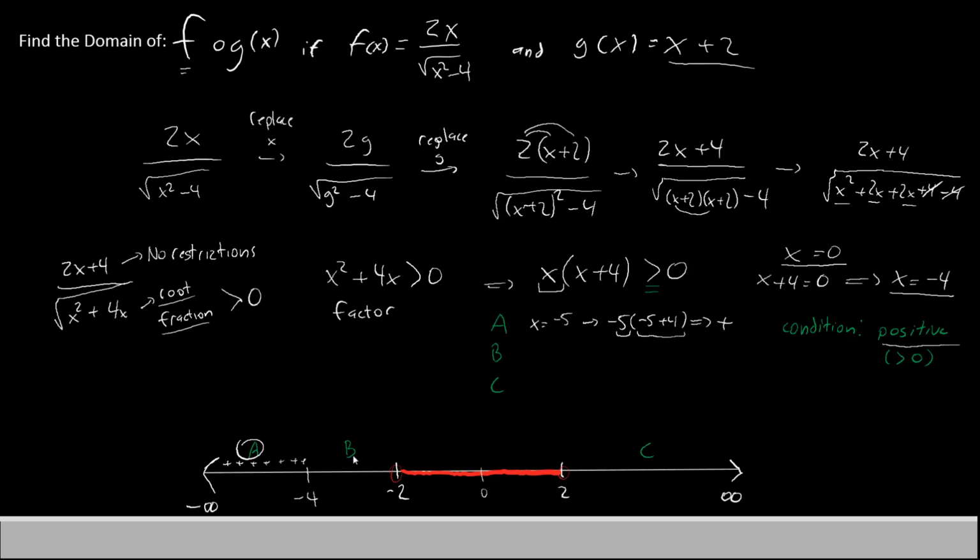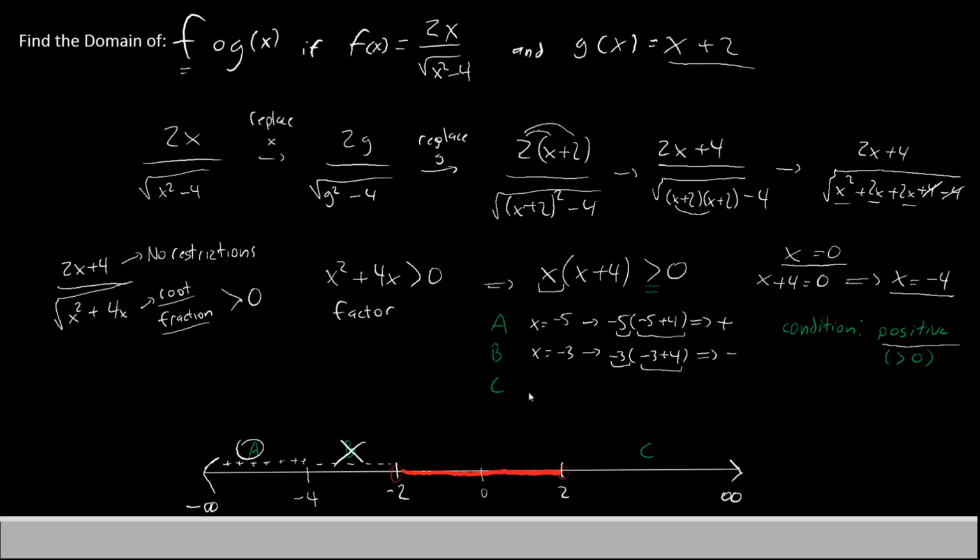Now go to region B. We'll have x equals something between negative 4 and negative 2. Let's try negative 3. So we'll have negative 3 times negative 3 plus 4. We have a negative here, and negative 3 plus 4 will be positive. So a negative times a positive gives us back a negative. However, that does not match the condition. So region B is not part of the answer.